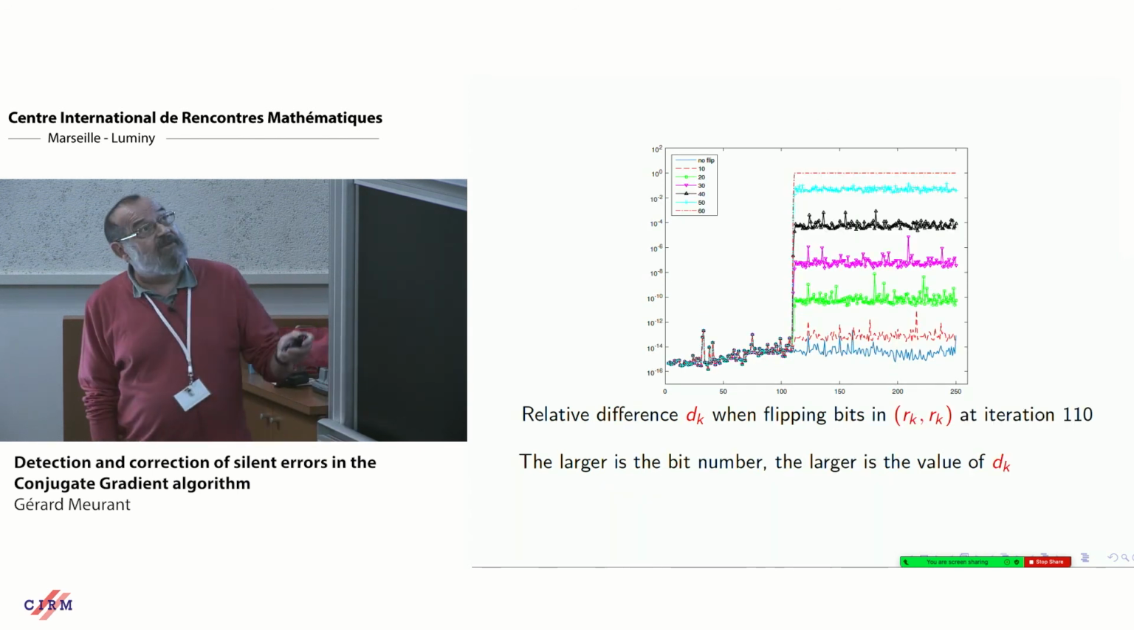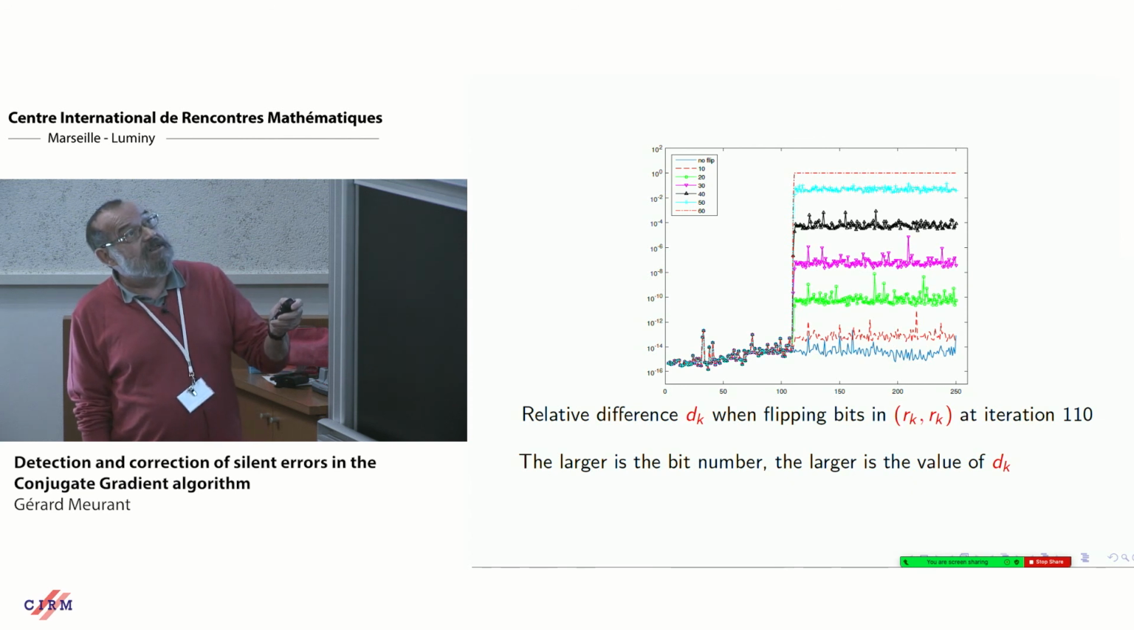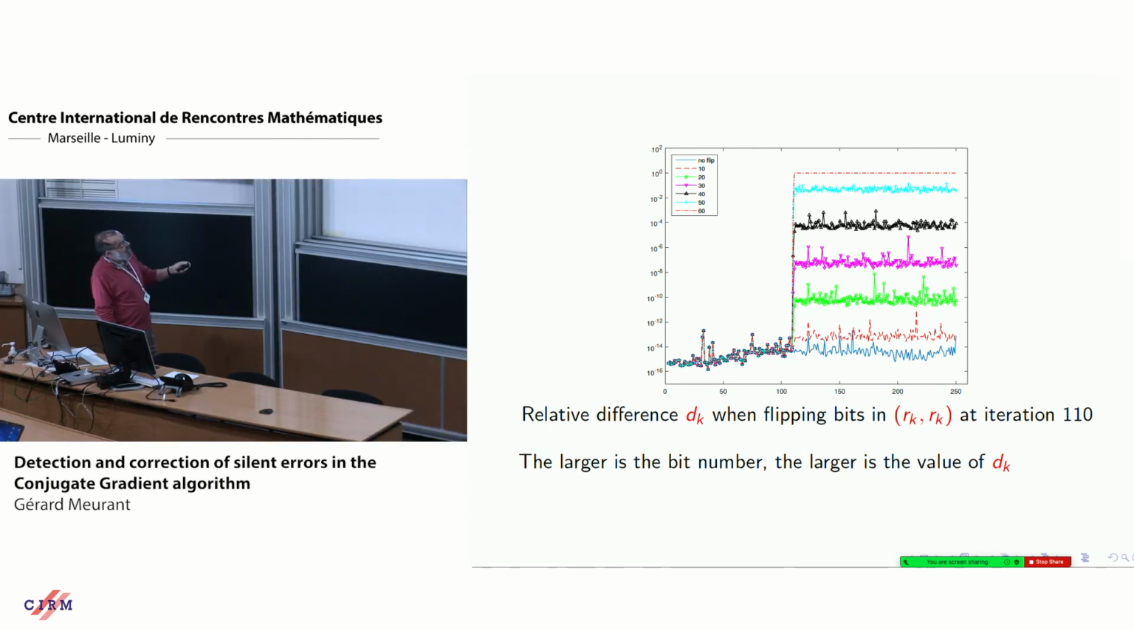Now if you flip the bit 10, 20, 30, 40, 50, and so on, you get this result. So the larger the bit number, the larger the value of this ratio decay. And of course, when you flip a bit in the exponent field, then you get this very large value, which is close to 1.